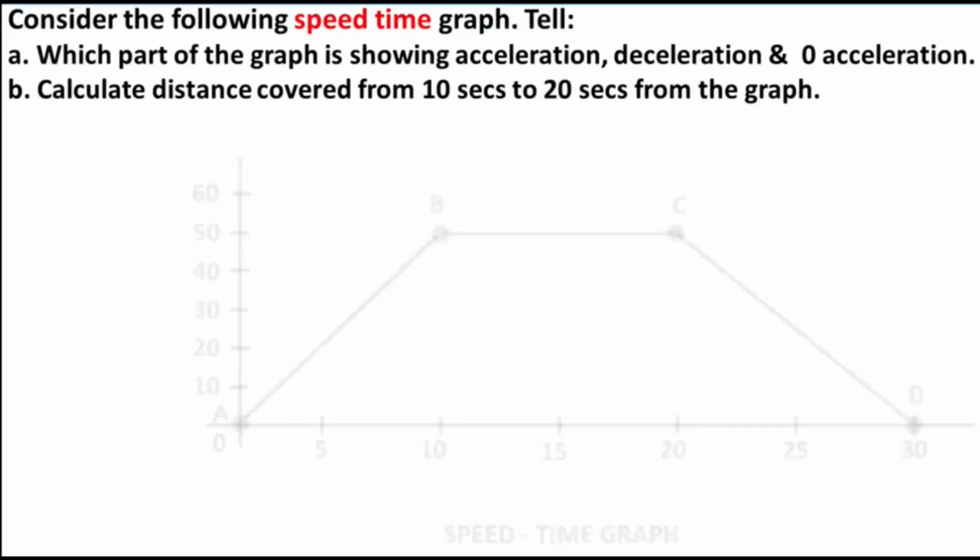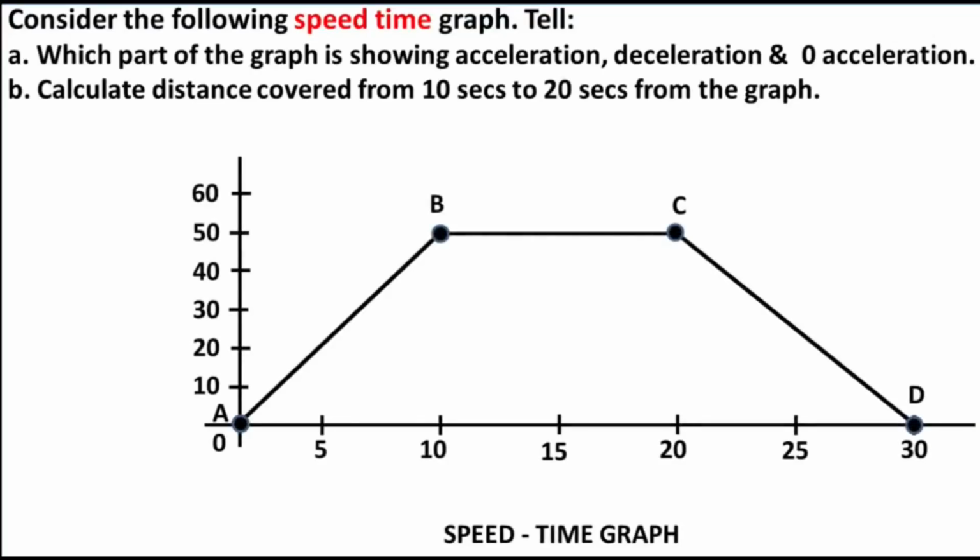Consider the following speed time graph. This is a speed time graph in which the vertical or y-axis represents speed in meters per second, whereas the horizontal or x-axis represents time in seconds. In part A of the question, we are being asked which part of the graph is showing acceleration, deceleration, and zero acceleration. Meaning we have to tell from these three parts.